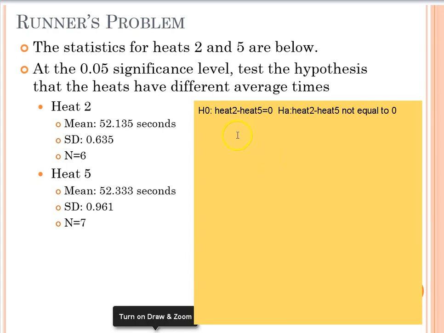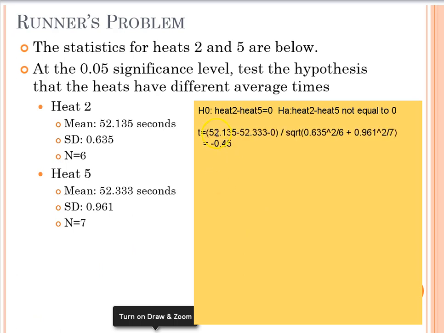The first thing we want to do is set up our null and alternative hypothesis. Here I'm putting heat 2 first, but it doesn't really matter which heat you put first. That's only going to change the sign on your t-score. Your final conclusion should still ultimately be the same. If you put heat 2 first, we'll get a negative t-score. The alternative hypothesis then is just that they're not equal, so we're still going to run a two-tailed test.